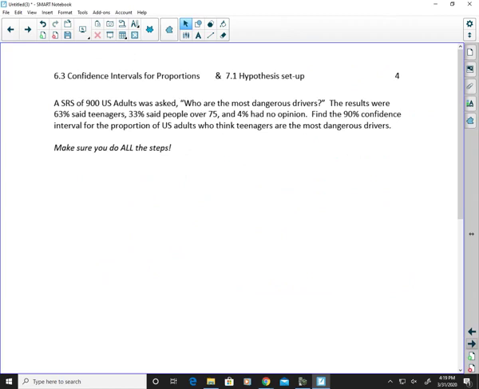So, a simple random sample of 900 US adults was asked who are the most dangerous drivers. The results were 63% said teenagers, 33% said people over 75, and 4% had no opinion.